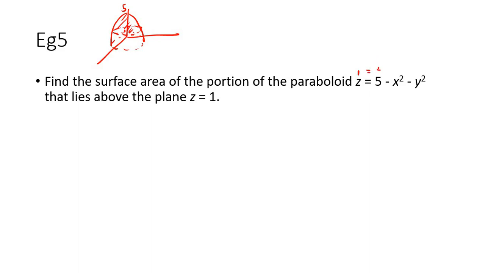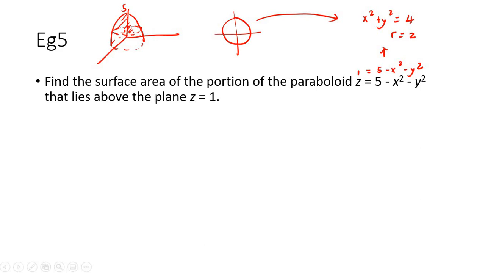So 1 equals 5 minus x squared minus y squared. So you get x squared plus y squared equal to 4. Again, r is 2. So when you project this, you get the circle, which is actually here. So we are not finding the whole paraboloid down to z equals 0. It's only up to z equal to 1.